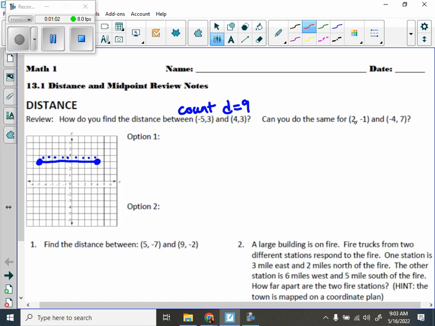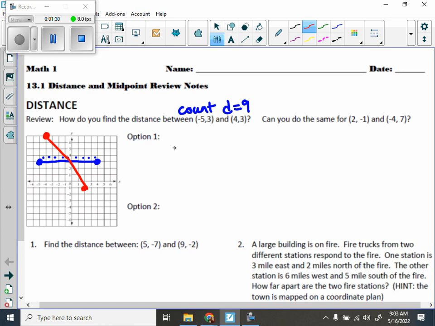Now, I would like you to plot these two. Okay, 2, -1, and -4, 7. Okay, so that's up here. Can you count these boxes? Yeah. You sure? No. If it's not a horizontal or a vertical line, you cannot count boxes.